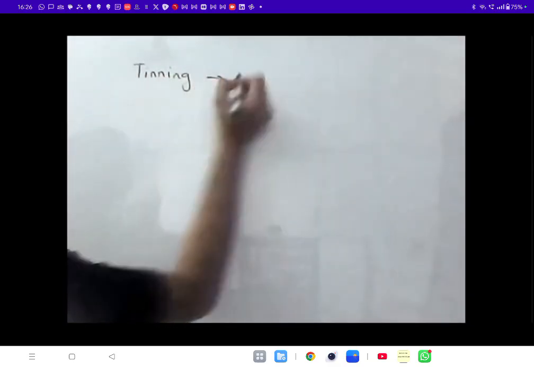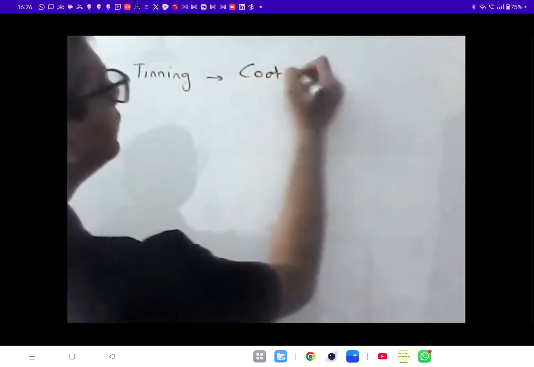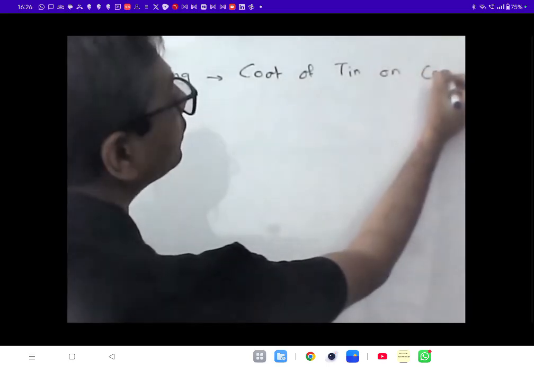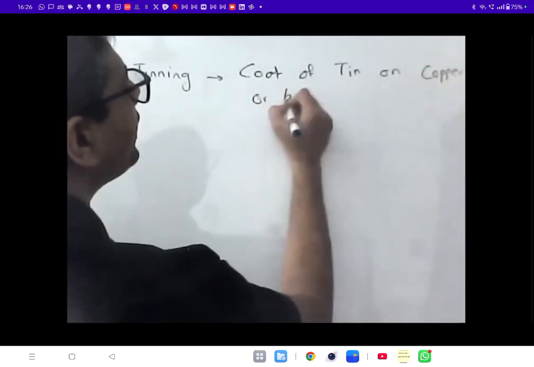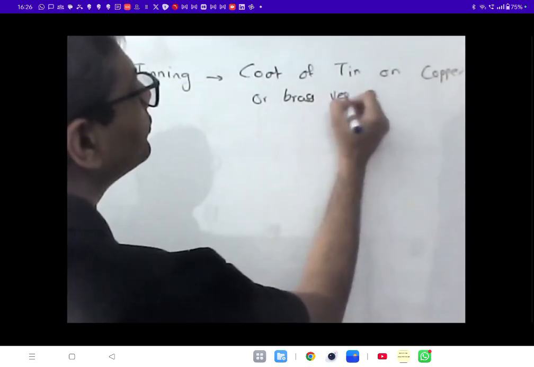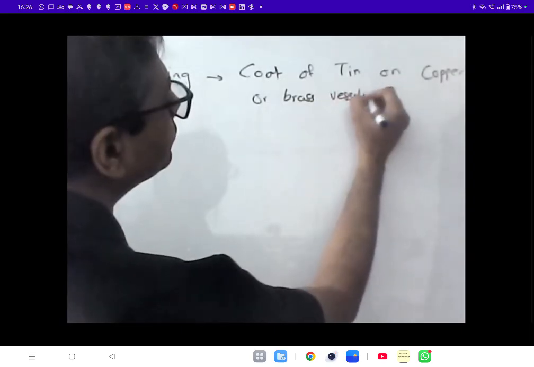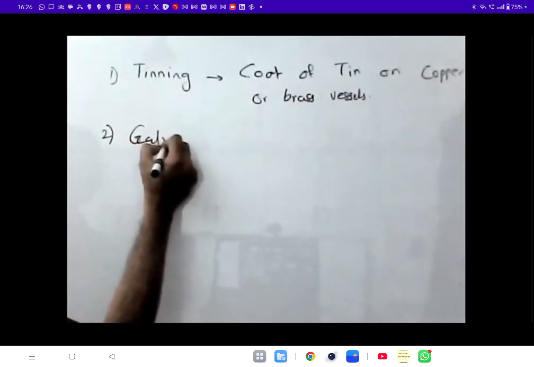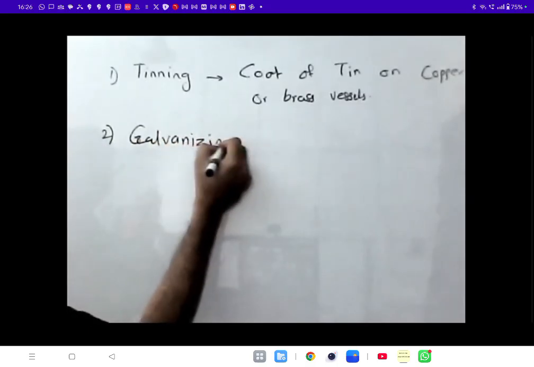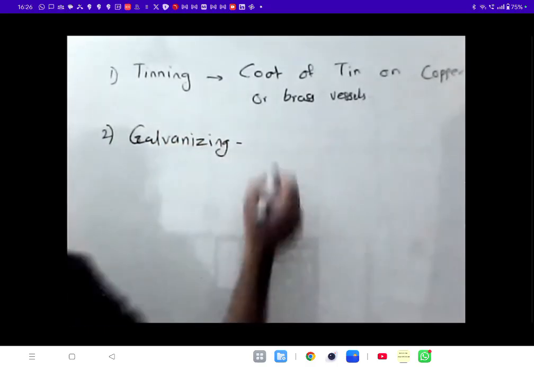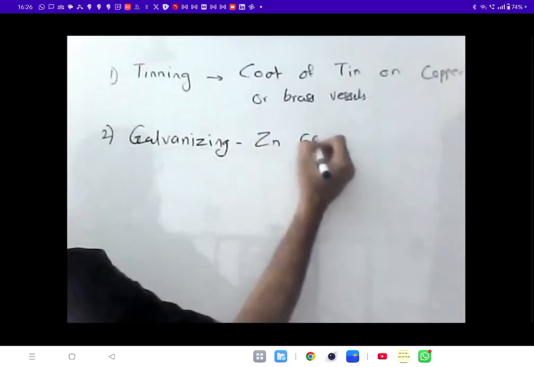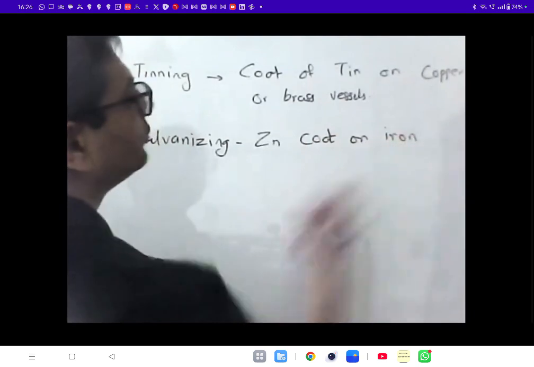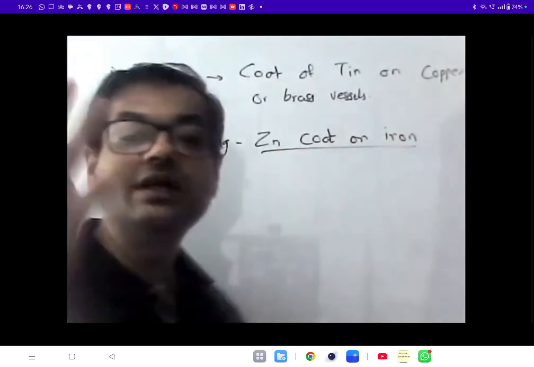What was tinning? Coat of tin on copper or brass vessels. And then one more coating was galvanizing. What was that? There was a zinc coat on iron. Why do we do this? So that it doesn't rust.